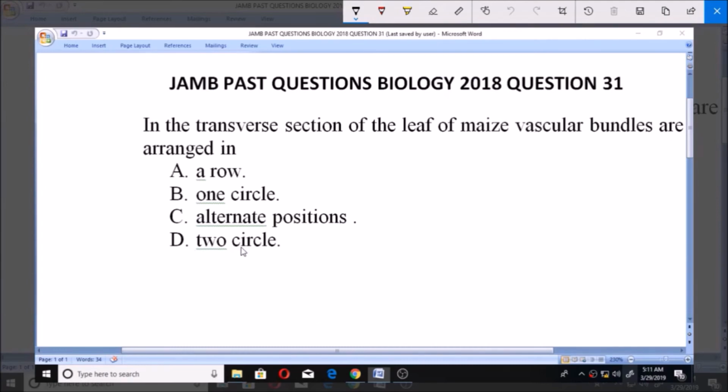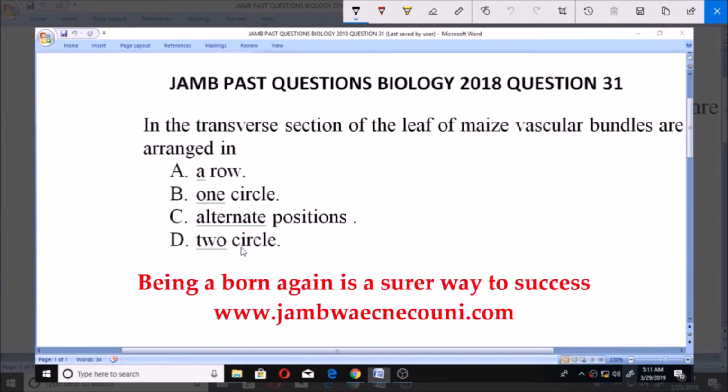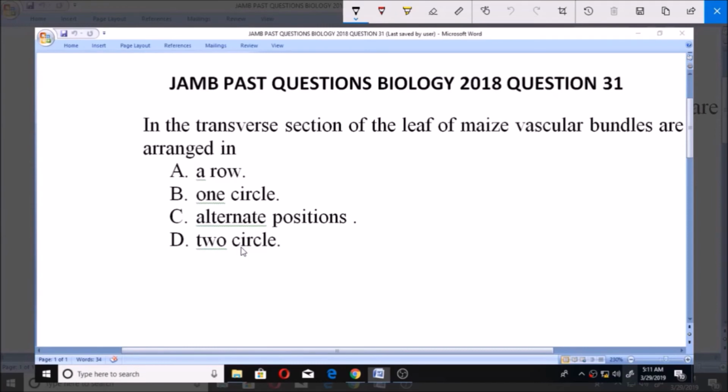So how are vascular bundles arranged in the leaf of a maize, in particular the transverse section? How are they arranged in the leaf of a maize? Now, from the diagrams of the vascular bundle of a maize, we find out that they are arranged in one circle, knowing fully well that maize is a monocot plant, so it appears to have the vascular bundle arranged in one circle.